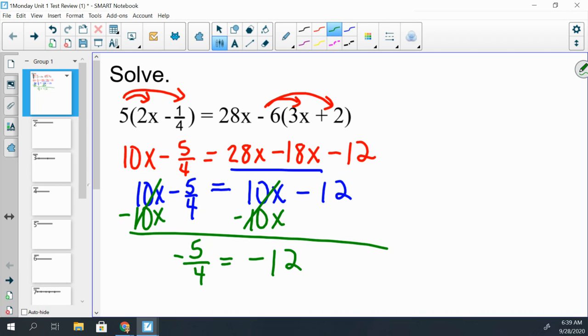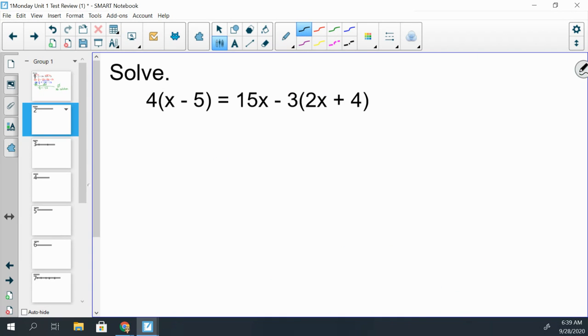Well, that's impossible. That never happens. So that is no solution, which means the null set. That means that can't happen. And so you might see that symbol, or you could see actually the words that there is no solution. Either way, you might see that. All right, moving on to number 2.